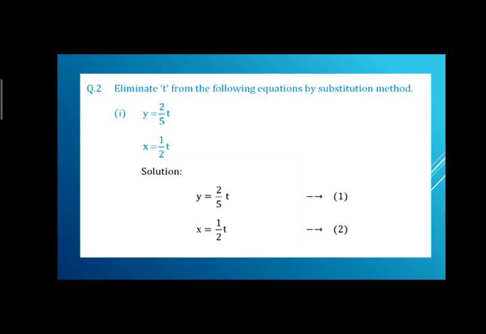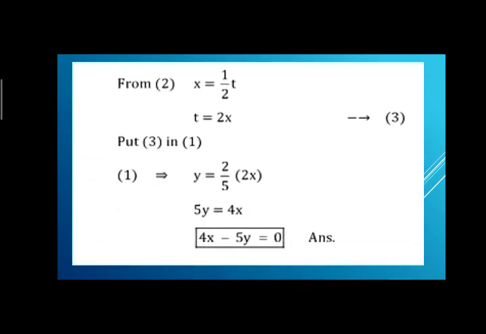Now find the value of the variable you have to eliminate. From equation number 1 or from equation number 2, it's up to you, you have to find the value of t. Here we use equation number 2 to find the value of t. So the value of t from equation number 2 is t is equal to 2x. Name this value equation number 3. Now put this value of t in equation number 1 to eliminate the variable t.